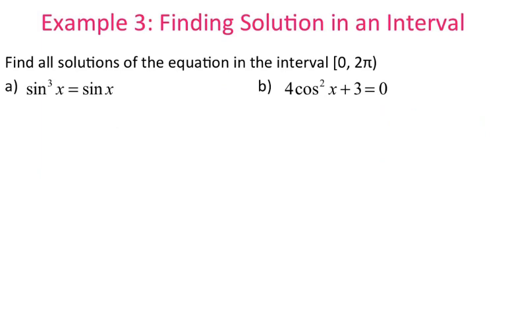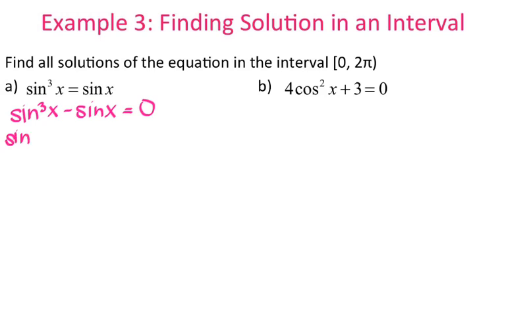Okay, now let's solve using an interval. So it says find all the solutions of the equation in the interval from 0 to 2 pi. So over here I have sine cubed x equals sine of x. Like I said before, anytime you have a trig function raised to a power and a regular trig function, you're going to have to factor it. So let's go ahead and factor this expression. I'm going to get it equal to 0. So I have sine cubed minus sine of x equals 0.